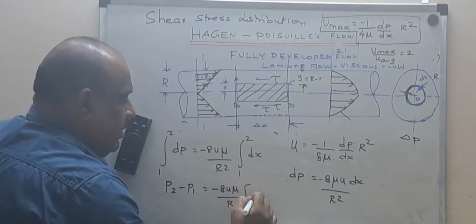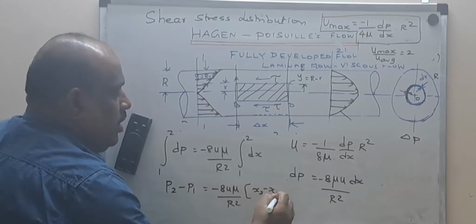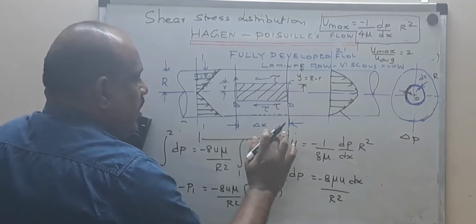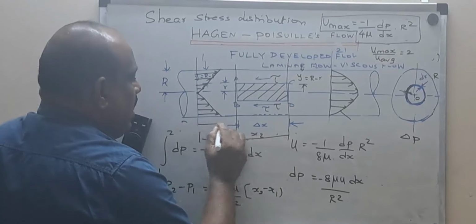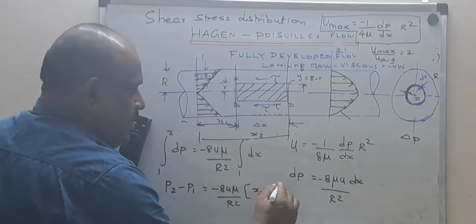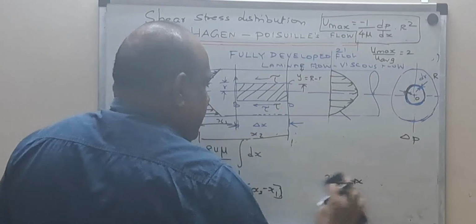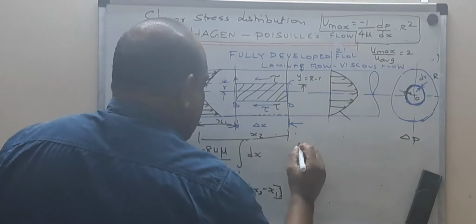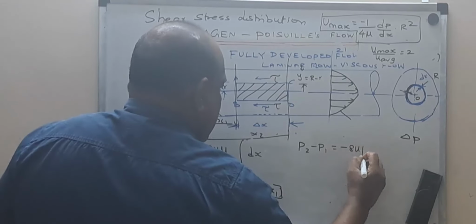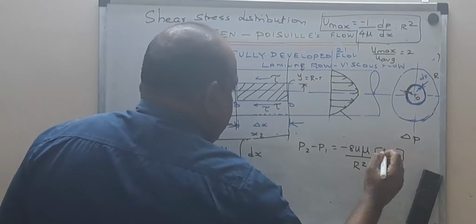This dx will become what? X, on substituting the limits, will become x2 minus x1. So what is x2 minus x1? From here to here it is called x2. From here to here it is called my x1. So x2 minus x1 will be equal to delta x. So I can write it further: P2 minus P1 is equal to minus 8 u mu by r squared into delta x.